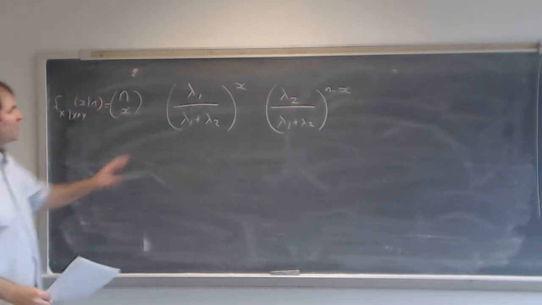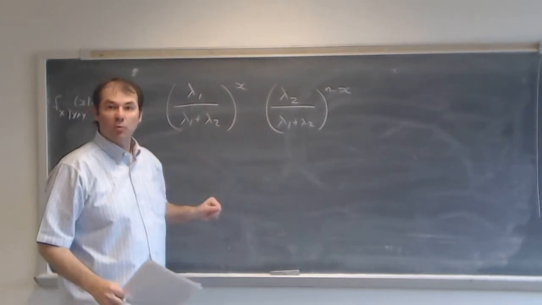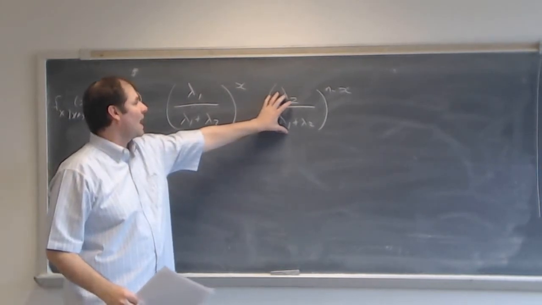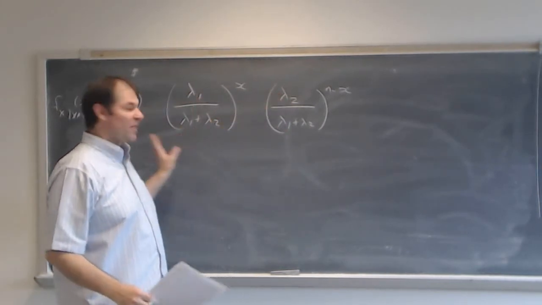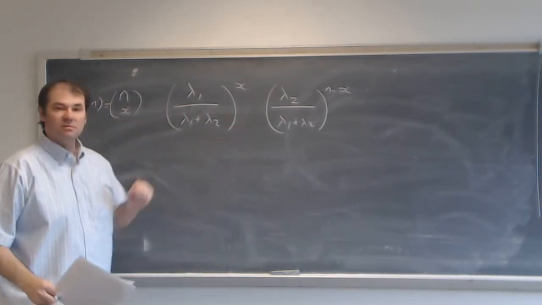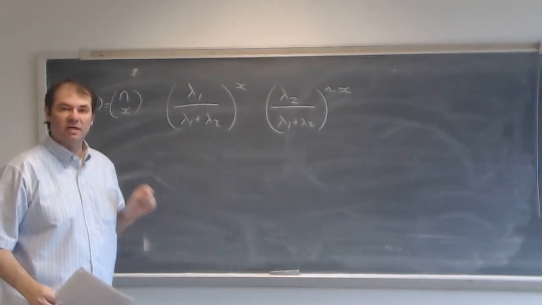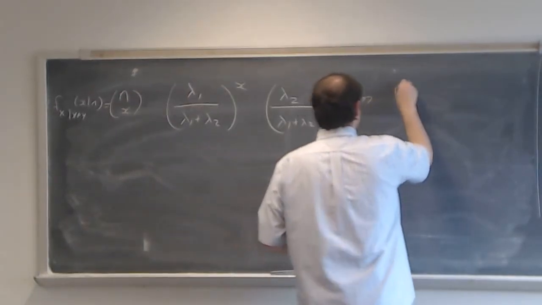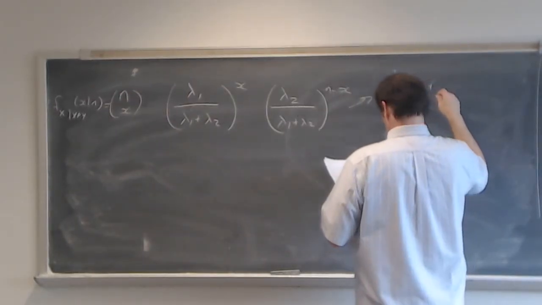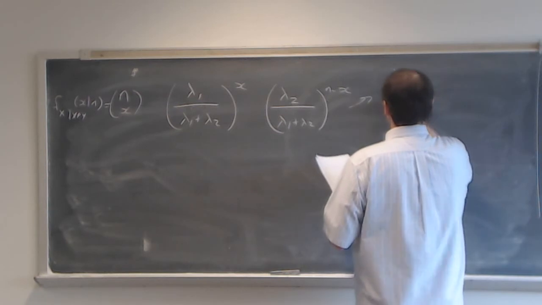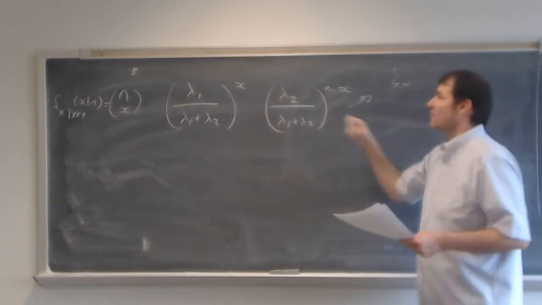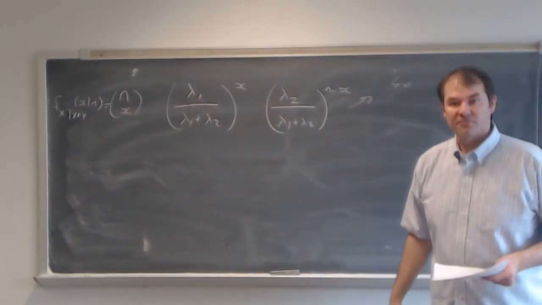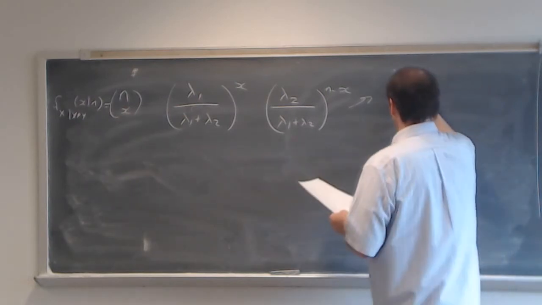And if you notice, if you add these two fractions together, you get 1. So this is 1 minus this guy. With that being said, this quantity right here is nothing more than the PMF. Well, here's what I'll write. This is the PMF of a binomial random variable.